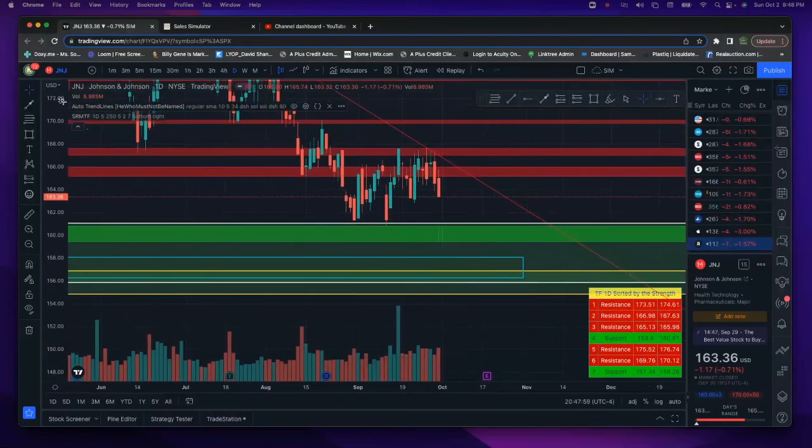But JNJ potentially could come all the way down here, because this is my triple zone here before we even see a pullback to the upside and go back up. All right, so that's what I'm looking for on JNJ.